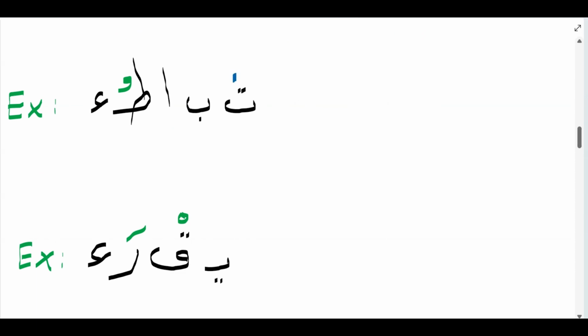I'm gonna just add some harakat right here. Okay. Tabato. So as you can see, the hamza is right here at the very end of the word. So you look at the letter before it, which is the ta, and it has a dhamma, which means the hamza goes on... you got it, a waw.